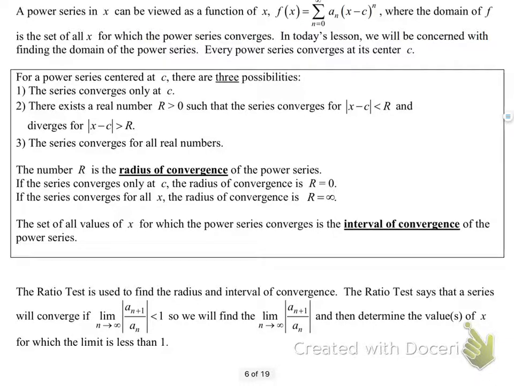The set of all values x for which the power series converges is the interval of convergence of the power series. The ratio test is used to find the radius and the interval of convergence. The ratio test says that a series will converge if the limit as n approaches infinity of the next term divided by the current term is less than 1. So we're going to find that limit and determine the values of x for which the limit is less than 1.